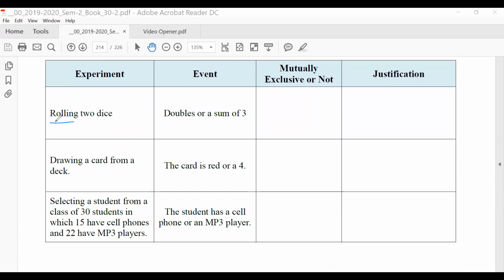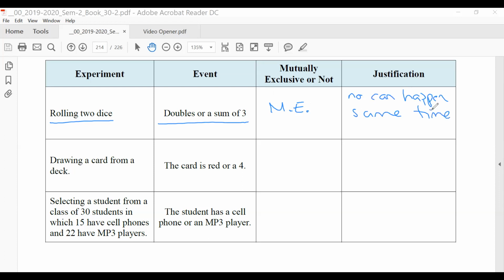Here's my experiment, rolling two dice. The event is doubles or a sum of 3. So, are these mutually exclusive or not? Can they happen at the same time? These cannot happen at the same time. So this is mutually exclusive. No, they can't happen at the same time. Just like that.